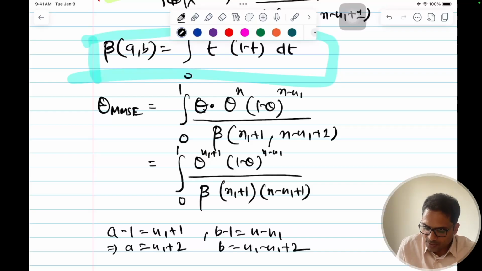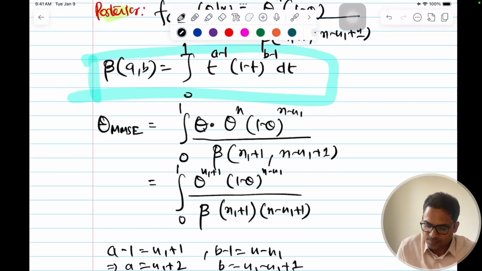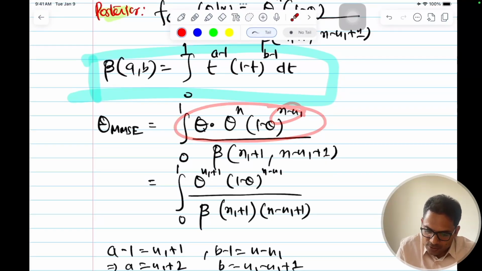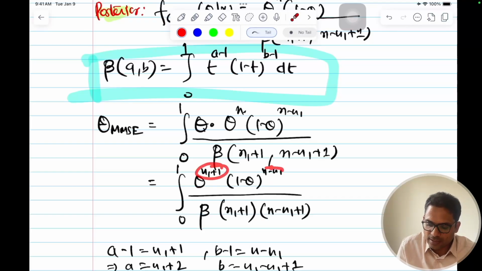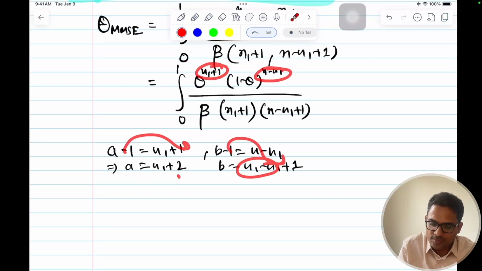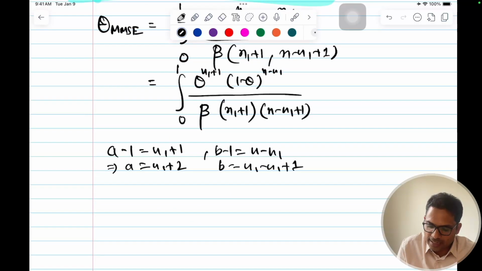Sorry, n minus n1 plus 1 was not there. This is only 1, right? So I have to compare only to this. Here n1 plus 1 is there, and here n minus n1 is there. So n minus n1 comes here, and then this 1 plus 1 came here, 2. So what will be my beta distribution corresponding to this? a is n1 plus 2 and b is n minus n1 plus 1.